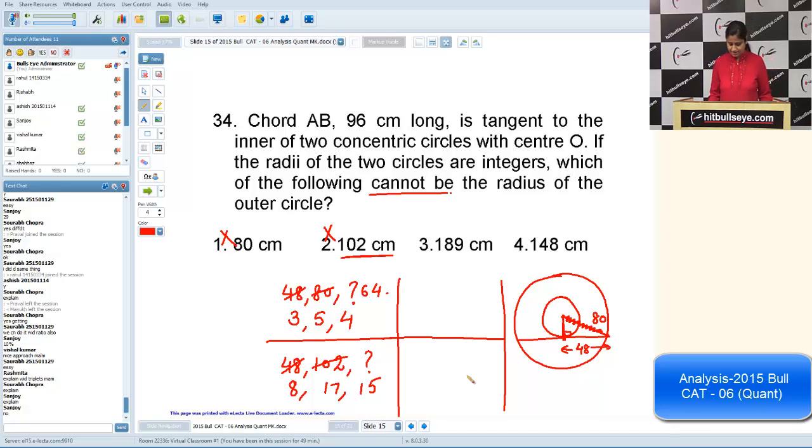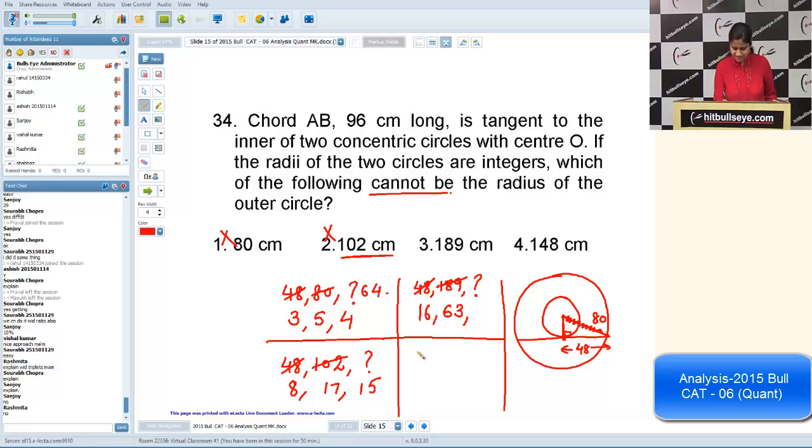I think this is the answer. I don't remember the answer. Let me see. Yes, third option, that is the answer. Let us see. 189. If I take this, now the common factor is 3. Do we have any other thing? So with 16 and 63, do we have any third thing? Do we have any Pythagorean triplet? I don't think so. That's why this is the answer.